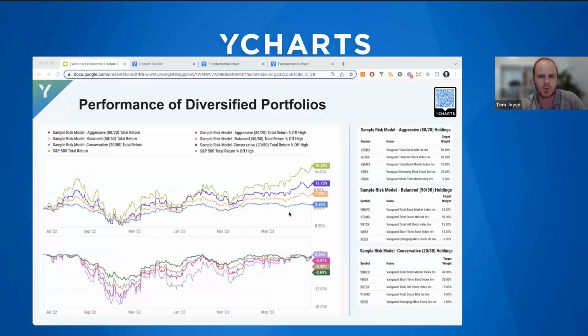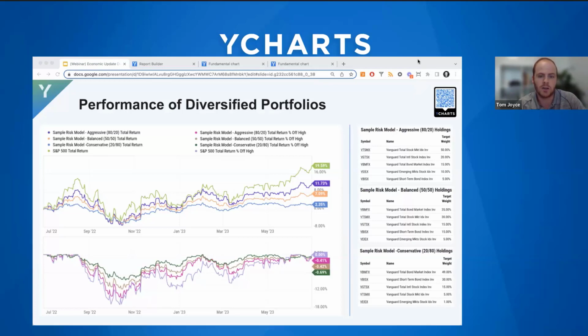Taking a look at how it's performed over the trailing 12 months, the top chart is going to show us that the S&P 500 is outpacing all of these portfolios over the last 12 months, but all of the portfolios are also positive. So we're firmly positive on all three of these custom portfolios, as well as the broad equity index. Now below, we'll be taking a look at drawdowns.